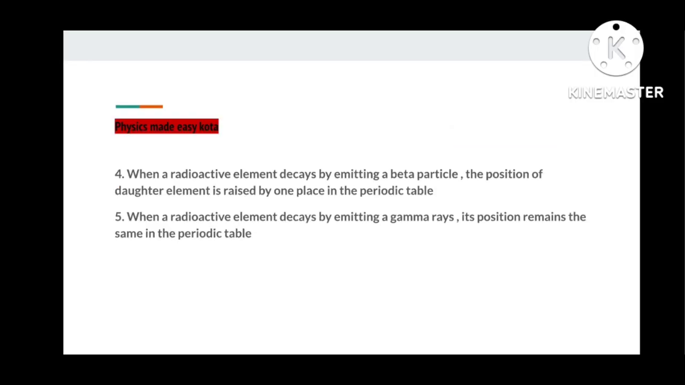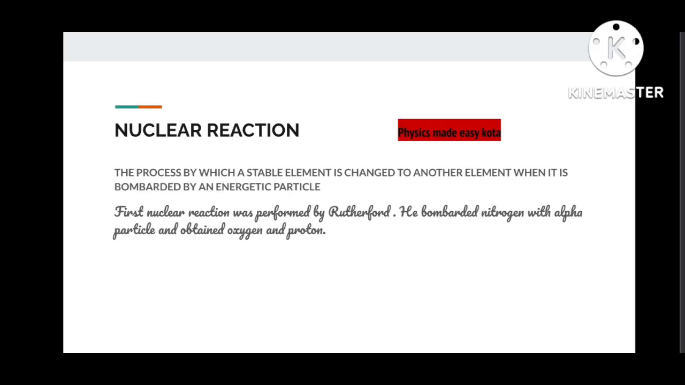So when a radioactive element decays by emitting a beta particle, the position of the newly formed element, which is known as the daughter element, is raised by one position in the periodic table. When a radioactive element decays by emitting gamma rays, its position remains the same in the periodic table. Whenever it decays by emitting an alpha particle, then the position of the daughter element is down by 2 places in the periodic table.